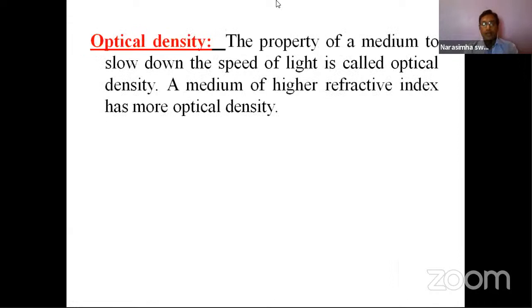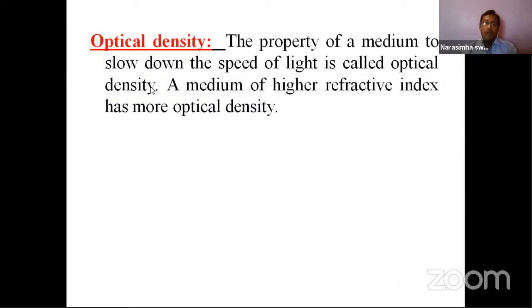Here is one more concept that usually appears in the exam, mostly as a 2 marks question. Optical density. Optical density, the property of a medium to slow down the speed of light, is called optical density. Density we know. What is density? Mass per unit volume. So whose mass is this? Here, it is related to the medium.